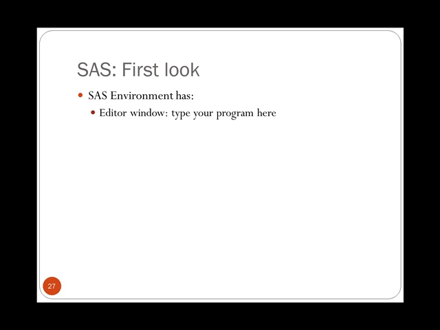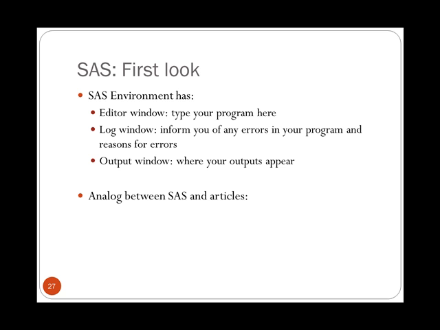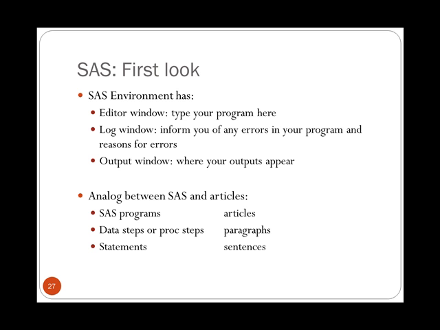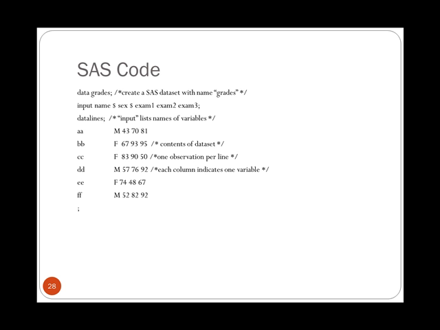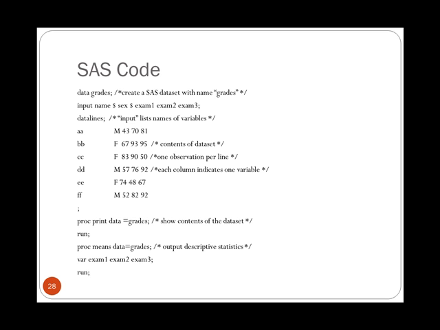The SAS environment has an editor window, log window, and output window. The analogy between SAS and articles: the SAS program is just like an article, and data steps or proc steps are just like paragraphs, and the statements are just like sentences. Here is a sample SAS code. We will have a chance to talk about this more and see some more examples.